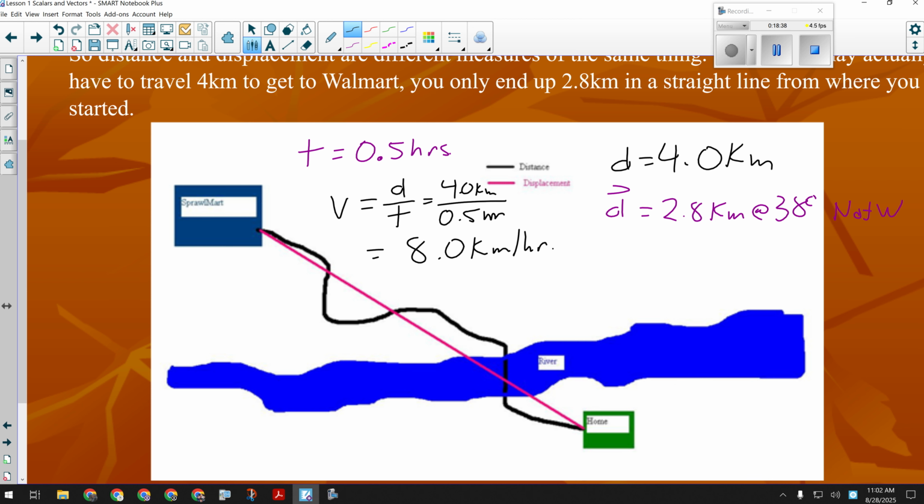That's 8 kilometers per hour. Right? I mean, if I kept walking, I'd have walked 8 kilometers an hour. Everyone okay with that? Okay, so that's my speed. I used my distance and my time to get it.